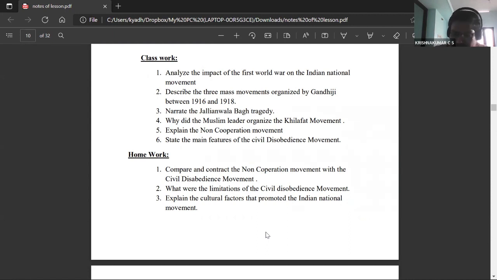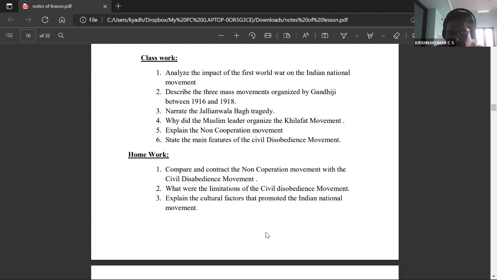Any other difference between the non-cooperation movement and the civil disobedience movement? The demand of the non-cooperation movement was Swaraj, attaining Swaraj. Very good. The demand of the civil disobedience movement was Purna Swaraj, attainment of Purna Swaraj. Very good. The non-cooperation movement aimed at Swaraj, whereas the civil disobedience movement aimed at Purna Swaraj.